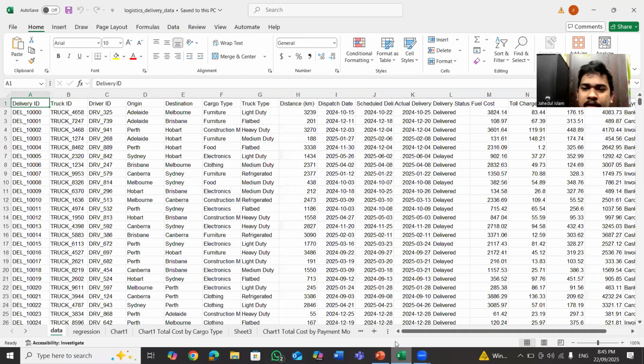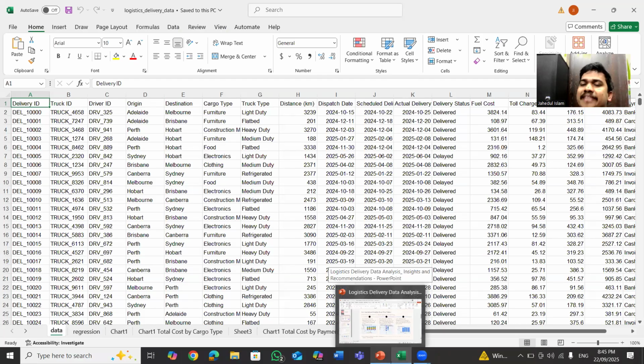I'm Jazul Islam. So today it's all about the logistics delivery data sheet. This presentation provides an in-depth analysis of our logistics delivery data sheet. The goal is to identify the key delivery performance and uncover opportunities for optimization. The analysis was performed in Google Sheet basically, as you can see, using pivot tables, correlation, regression, and advanced visualization techniques. I will show one by one.